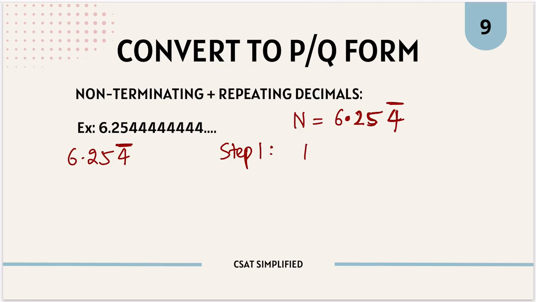How can we do that? Multiply it by 100. If you multiply it by 100, this is going to bring everything which is non-repeating on the left side of the decimal. I hope it is clear. This is step number 1.